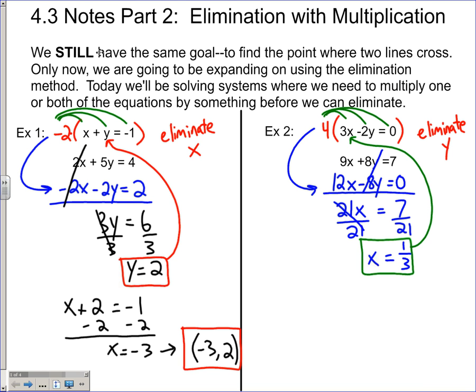So we have 3 times x, so 3 times 1/3, minus 2y equals 0. Okay.